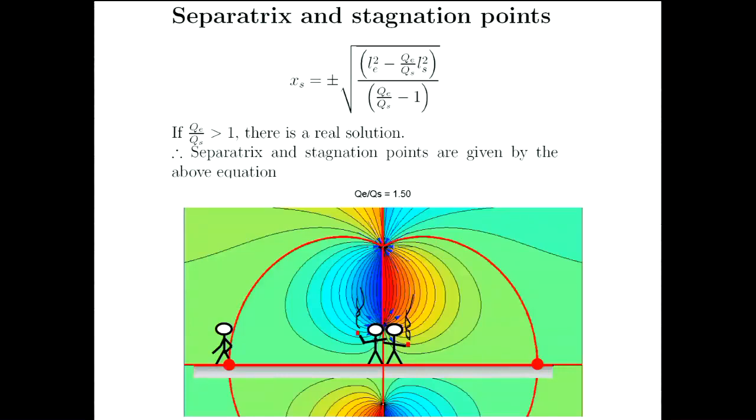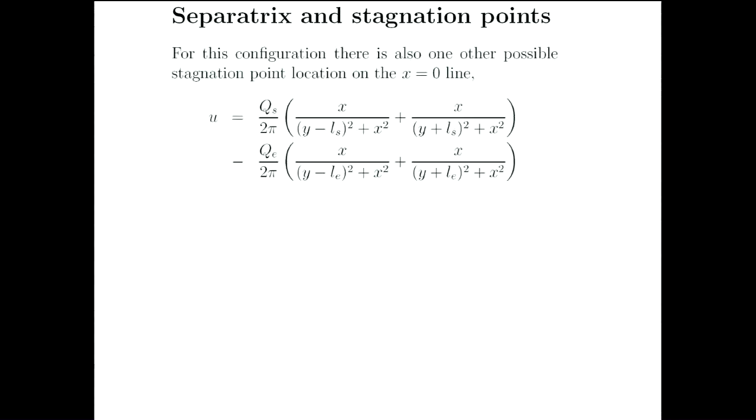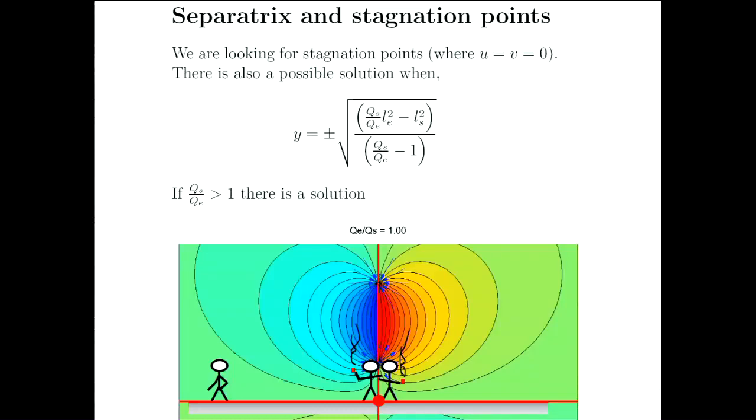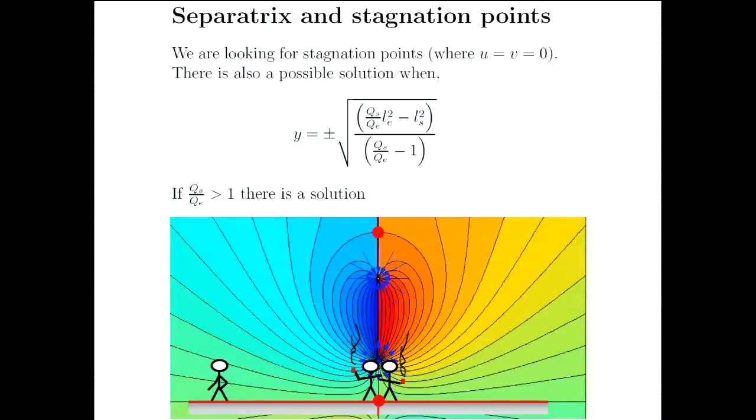So when Qe over Qs is greater than 1, we have a stagnation point along our x-axis. And we have a stagnation point along the y-axis when Qs over Qe is greater than 1. Right, which looks something like this. So now your stagnation point is at the top here, and another one is below, below the imaginary plane, right?